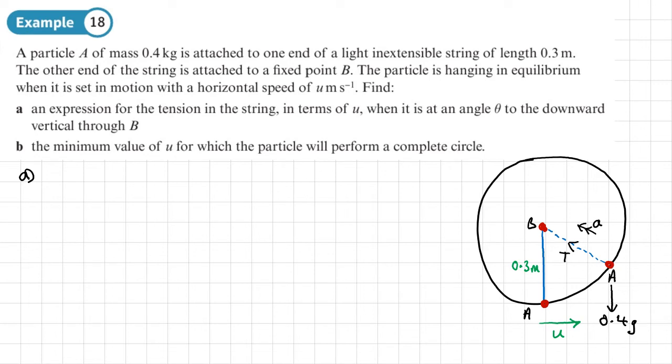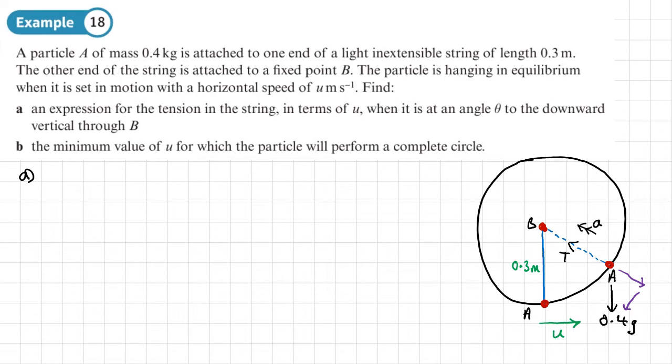Now we're going to have to resolve in a particular direction, either up, down, or towards the center. Now the acceleration is acting towards the center, so is the tension, so it makes sense to resolve in this direction, which means we need to work out a component of the weight. So we need to work out this component here. I'll draw in the other one just for reference, but this is the actual one that we're going to be using in our F equals ma equation.